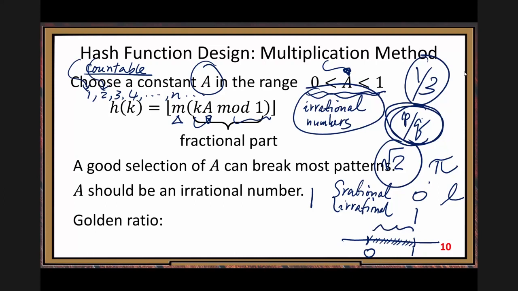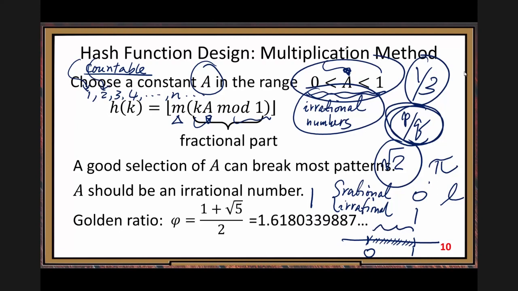The golden ratio is another irrational number, and you can use it. But the golden ratio is out of the range, not between 0 and 1. So you need to change it a little bit. Subtract 1, because you have an integer part, throw it away. So use phi minus 1. A equals phi minus 1.